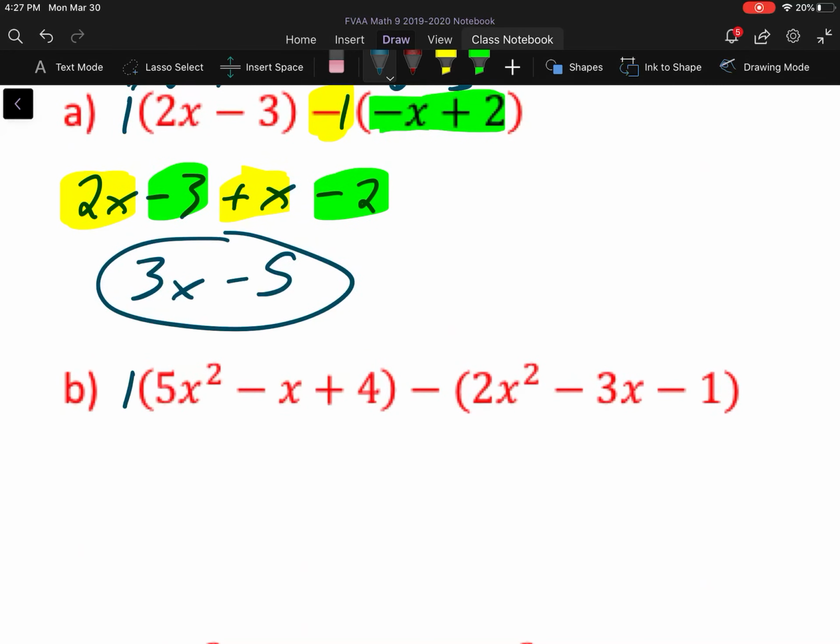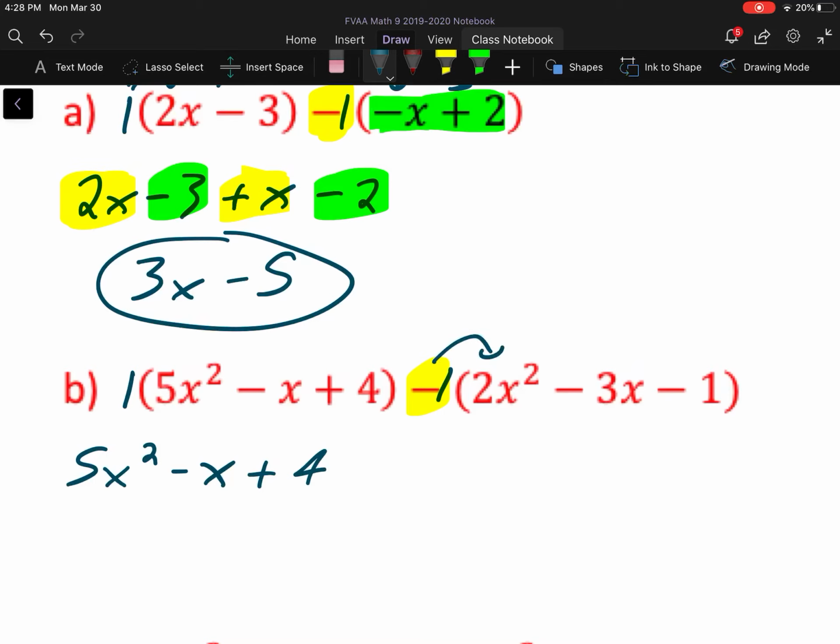All right, some of these problems are a little bit longer, but same idea here. I have a 1 in front of both. The first one doesn't do anything because it's a positive 1, so I get 5x squared minus x plus 4. And then the negative 1 here that I've created by adding that 1, or it was always there. I'm not adding a 1. That invisible 1 was always there, okay?